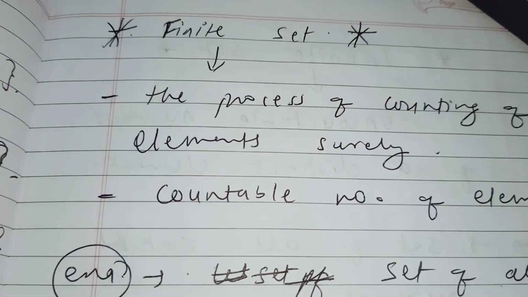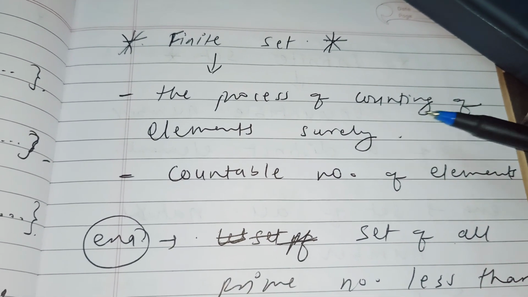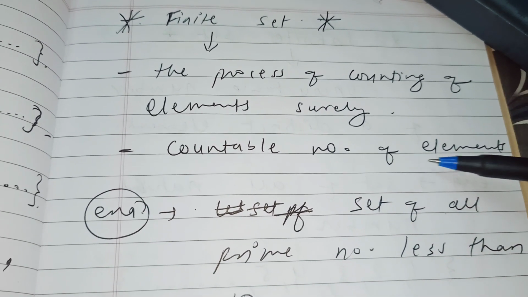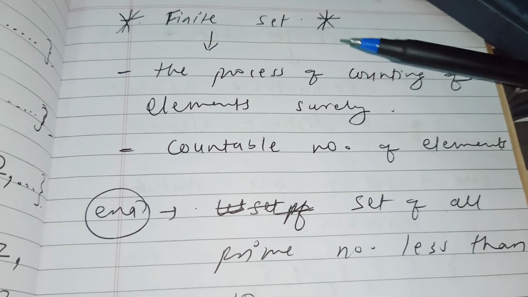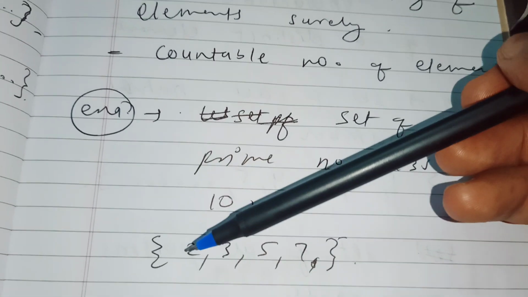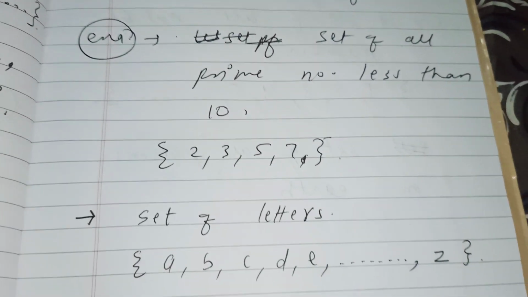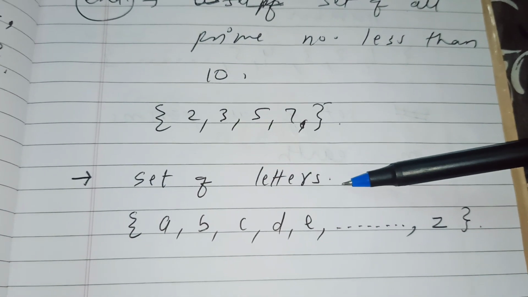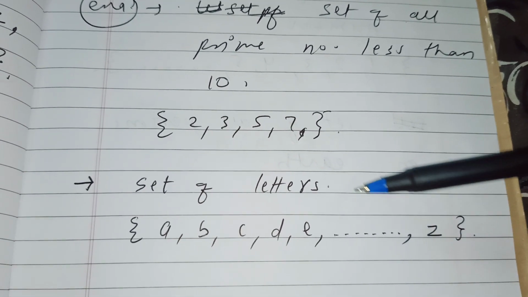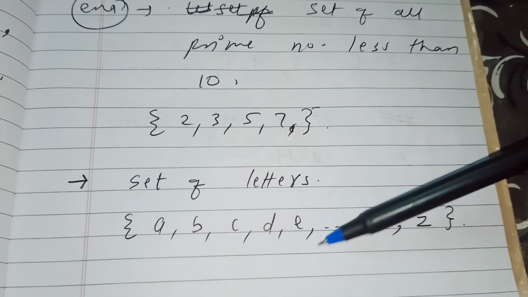Next is the finite set. What is a finite set? A set whose elements can be counted, a countable number of elements, is called a finite set. For example, the set of all prime numbers less than 10: 2, 3, 5, 7. This is countable, so this is called a finite set. Also the set of letters A, B, C, D till Z is a finite set.